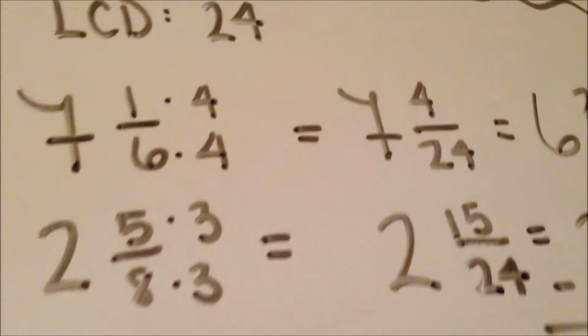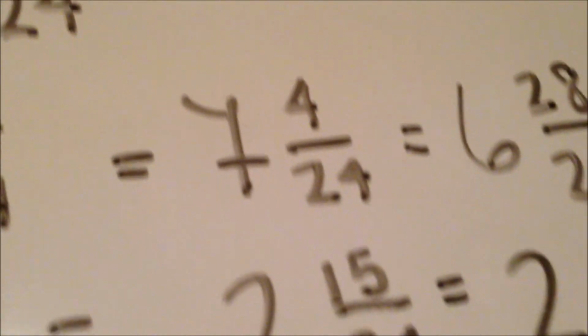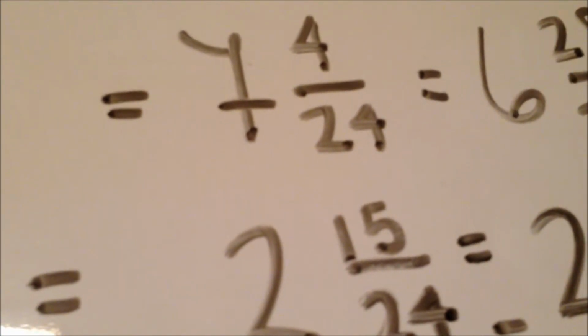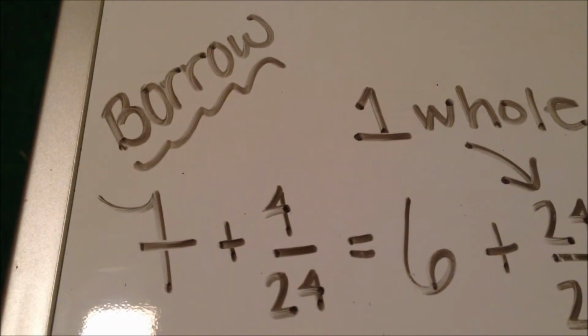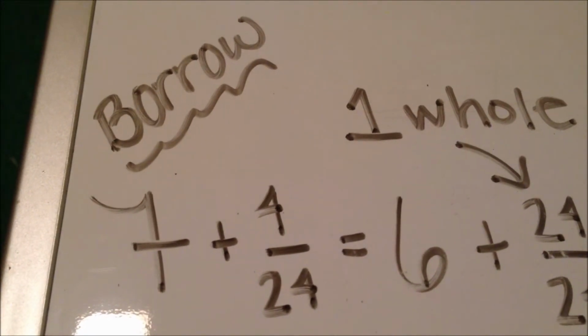So in a situation where this numerator is less than this numerator, you have to do something called borrowing. So let me show you down here. Okay, to borrow, we have to alter the top mixed number, or the first mixed number in the problem.